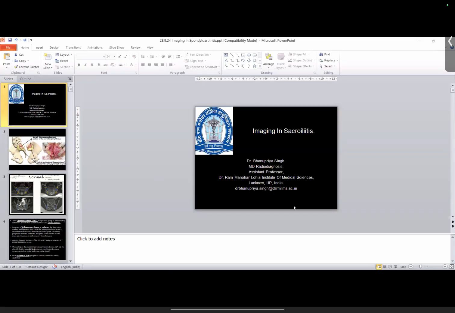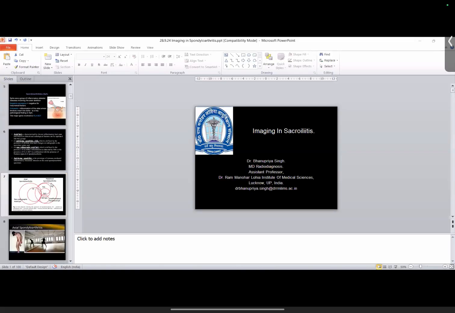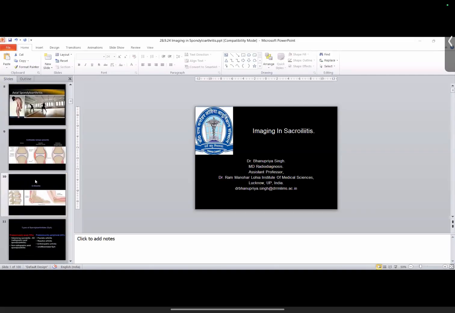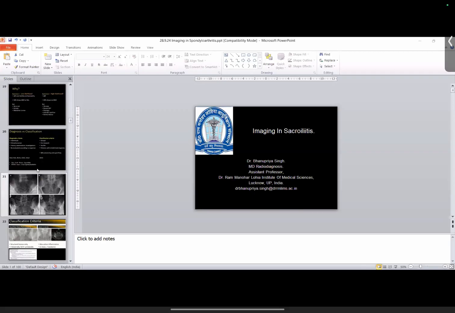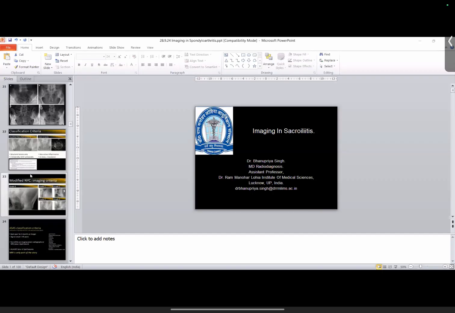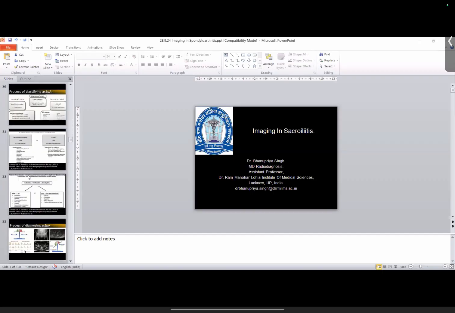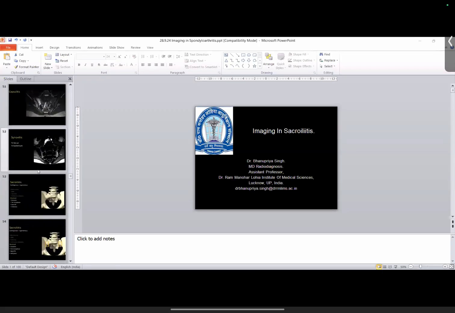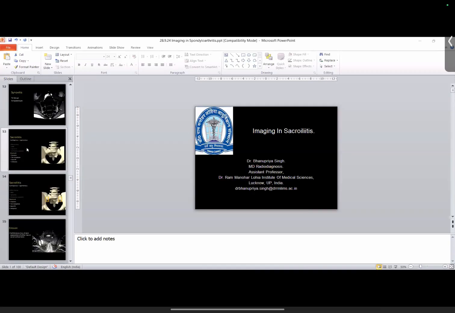Okay. Then the criteria to call something MRI positive. So the structural and the inflammatory changes that we discussed: the structural changes were erosions, enthesitis, sclerosis, and the inflammatory changes were bone marrow edema. I'll just open that slide. Yeah, just that slide probably.